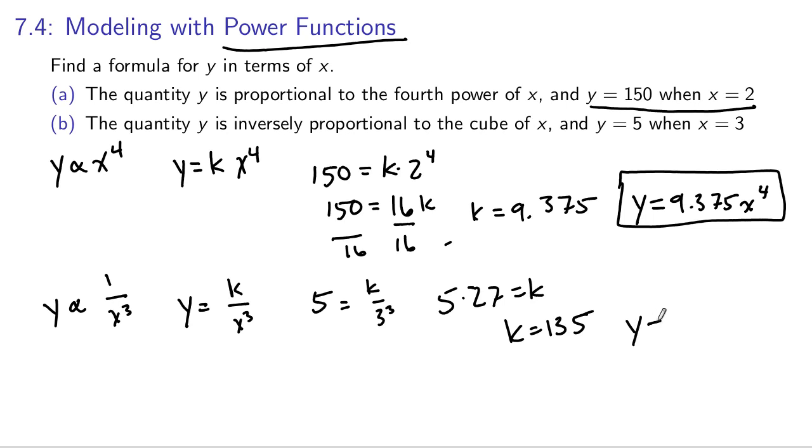So y here would be 135 divided by x cubed. That's our formula for part B.